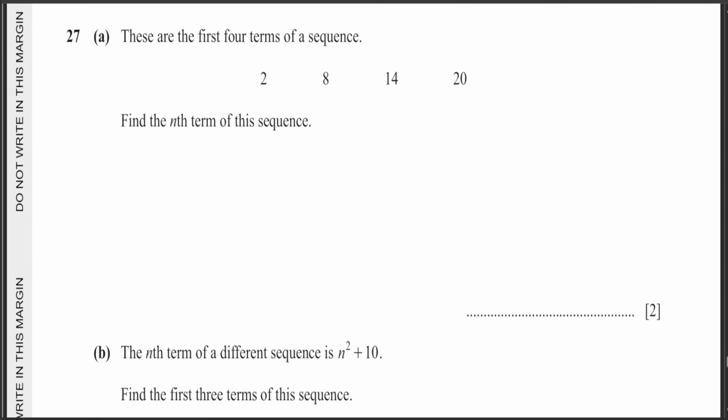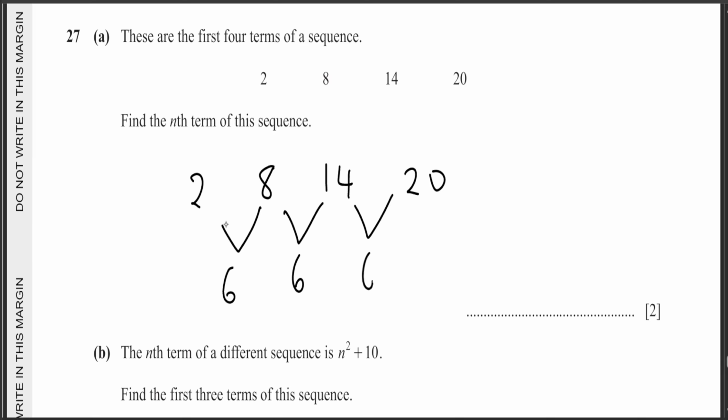Now these are the first four terms of a sequence: 2, 8, 14, and 20. Find the nth term of this sequence. So you have 2, 8, 14, and 20. Obviously, if you subtract, 8 minus 2 is 6, and the others are also going to be 6 and 6.